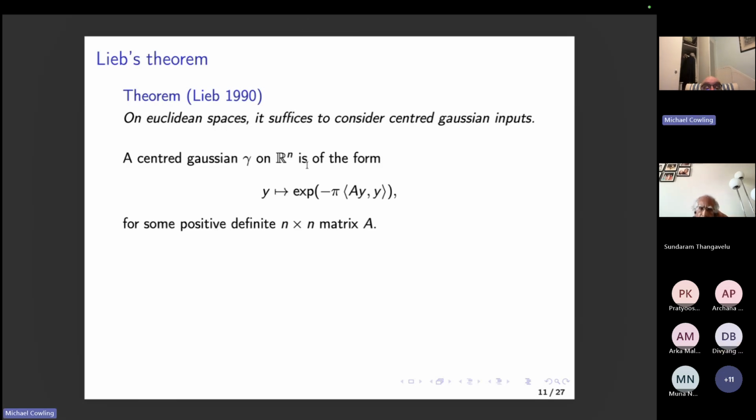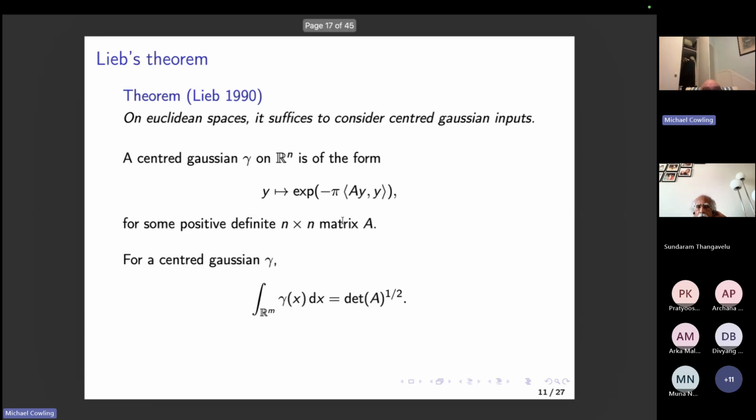By a centered Gaussian on R^n, I mean a function of the form e to the minus pi, that's just a convenient normalization, and then I take some positive definite matrix A, apply it to y, then take the inner product with y, and this is a typical centered Gaussian. And of course there's still quite a lot of n by n matrices that one would consider. But it's easy to calculate for a centered Gaussian what this integral is, and this also means that it's easy to calculate L^p norms and so on.